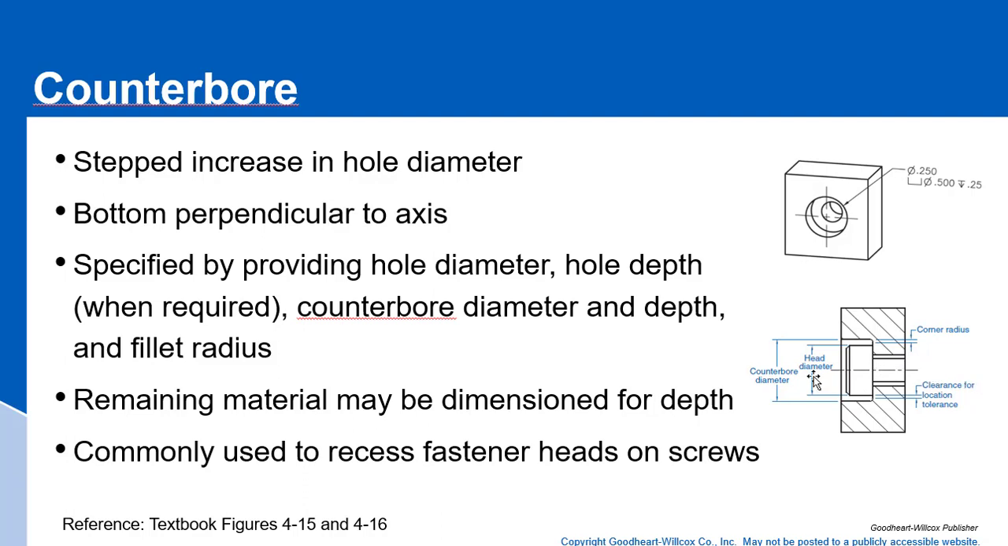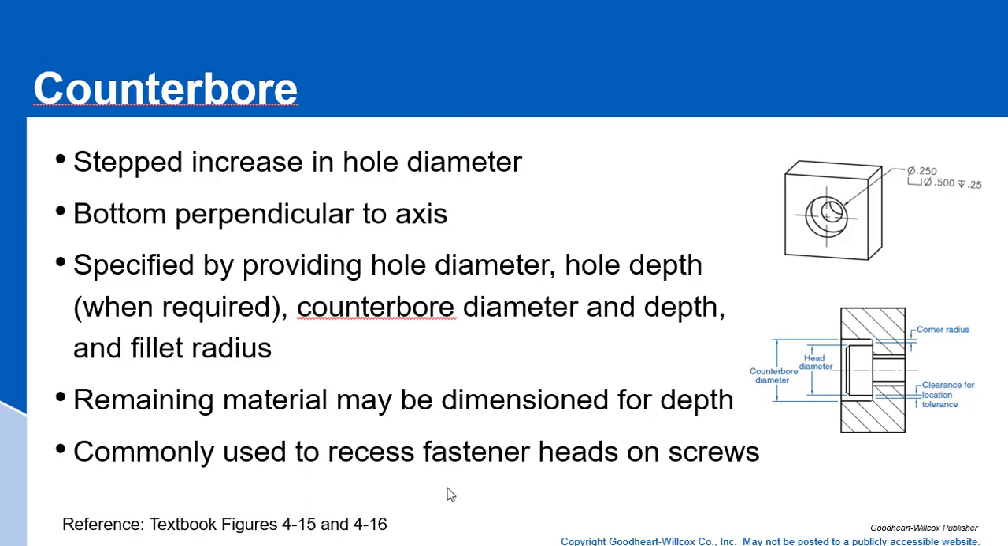which is the hole diameter here, the 250, the counterbore diameter, and the depth, and the fillet radius. The fillet radius would be this corner radius right here at the bottom. The remaining material may be dimensioned for depth. That's where you're taking this thickness here that's left after you make the counterbore and dimension that.